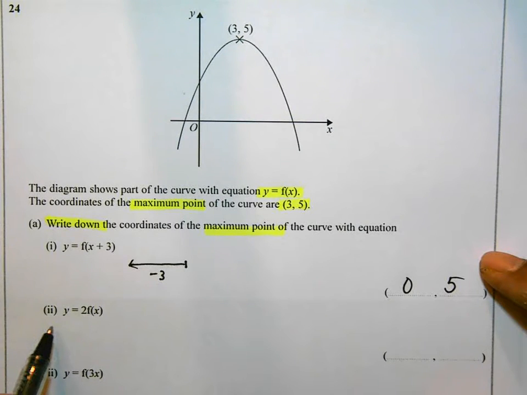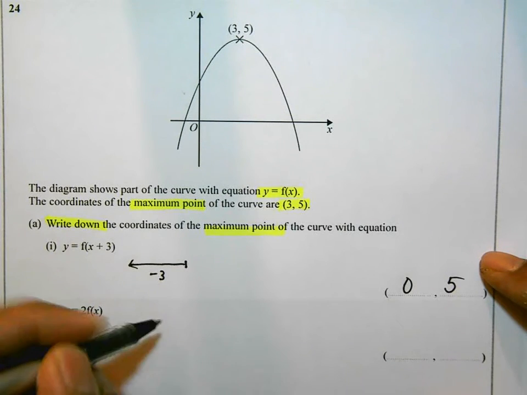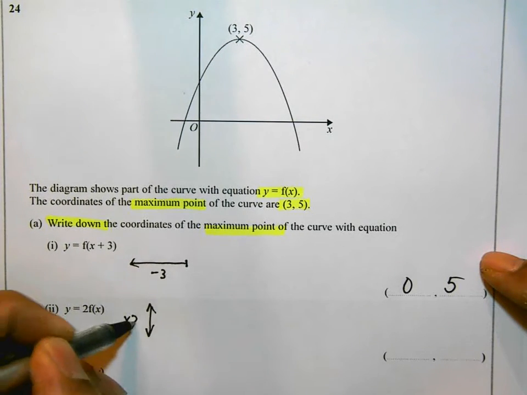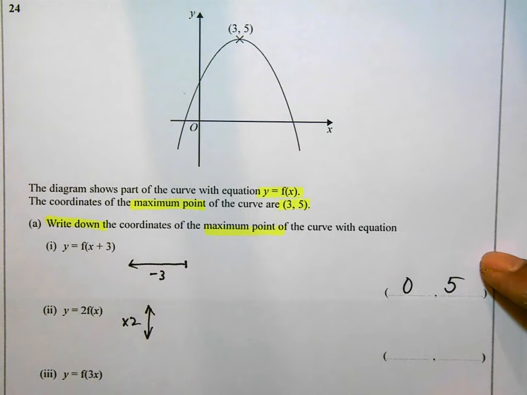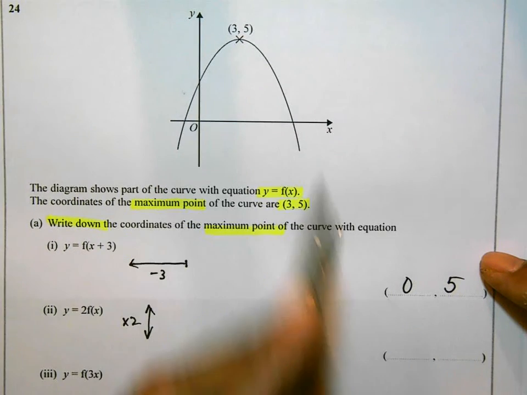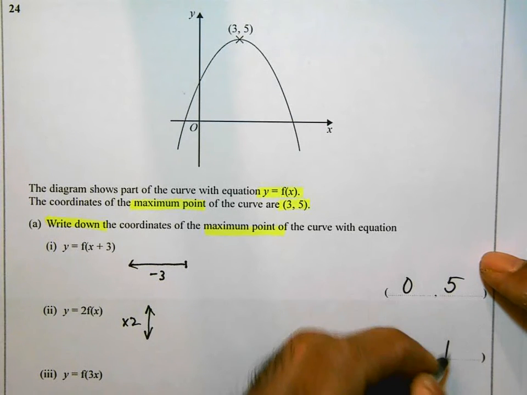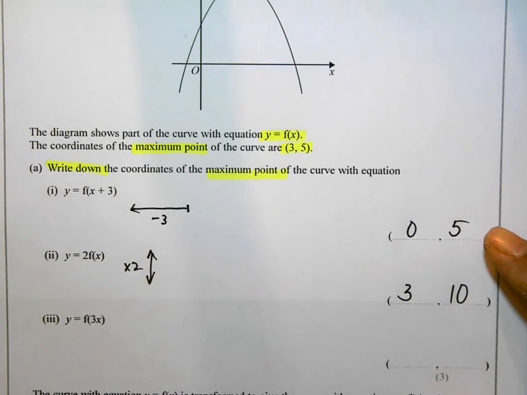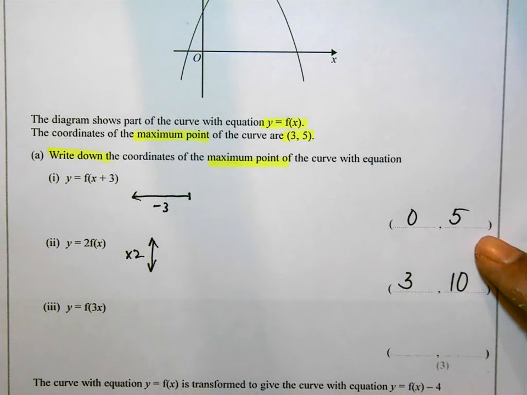As with part 2, 2f of x means that this is going to be a vertical stretch, right? A vertical stretch of factor 2. Right? So that means all the x values are going to stay exactly the same. The y values are going to be twice as much. So in other words, we have 3, 5. The x value is going to stay as 3. The y value is going to become twice as much because it's going to be stretched upwards all the way up to 10.